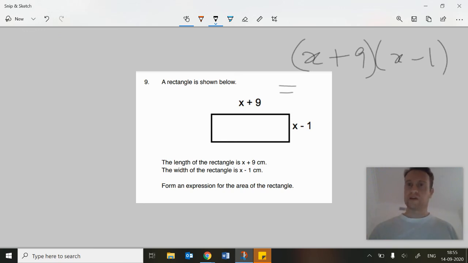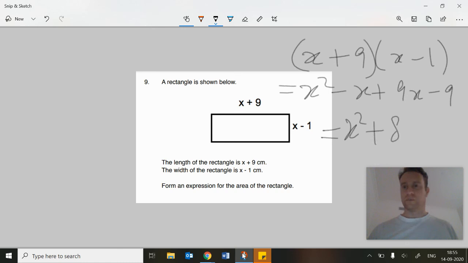Let's do it. X times by x is x squared. X times by minus 1 is minus x. 9 times by x is plus 9x. And 9 times by minus 1 is minus 9. Combine the two middle terms, we're getting x squared plus 8x. It's easier to do the 9x, take away x, rather than x plus the 9x. Then we've got the minus 9 there on the end as well. So that's the final question. And it only asks us to work out the expression for the area of the rectangle. So done. That's an expression.